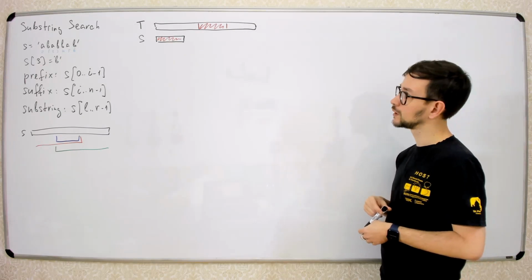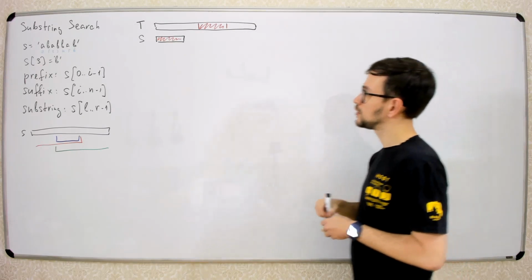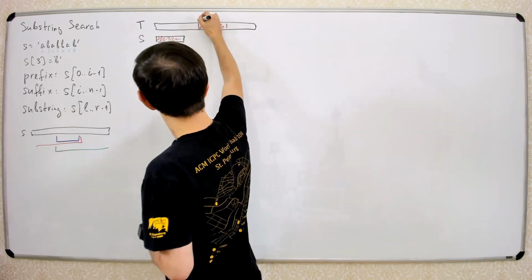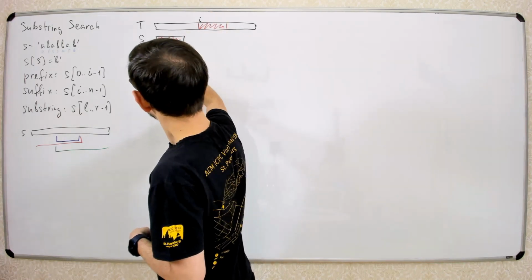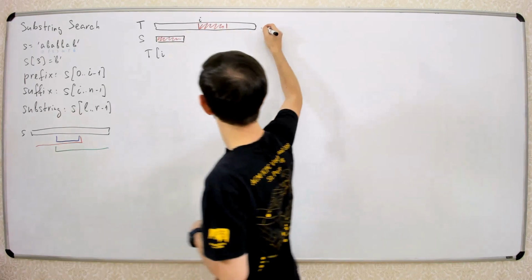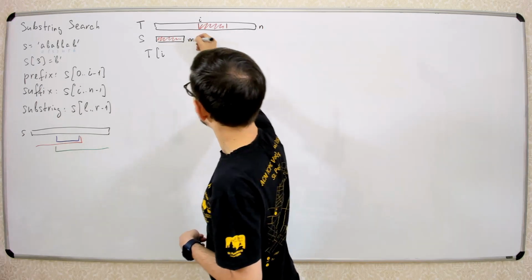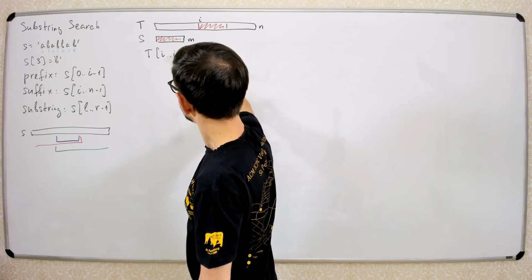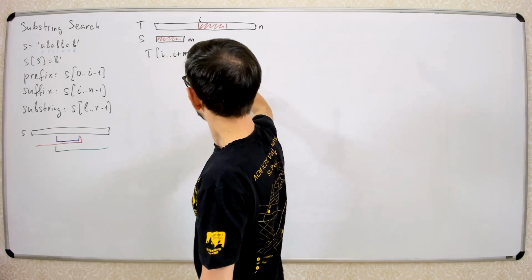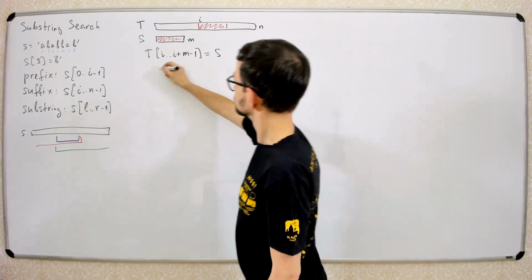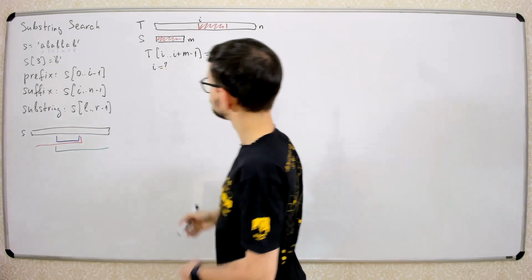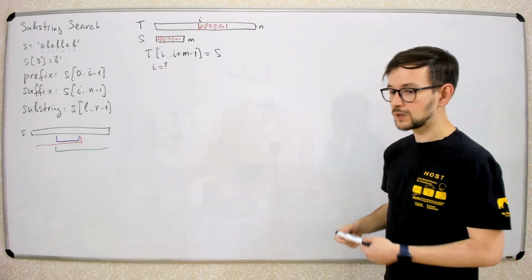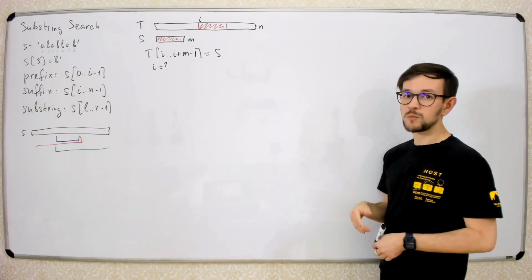Okay, that's the whole problem. So we need to find some substring. Let's say for position I, we need t from I. Let's say the length of this string is n, the length of this string is m. So we need the substring from I to I plus m minus 1 equal to string s. That's the whole problem we'll discuss today.